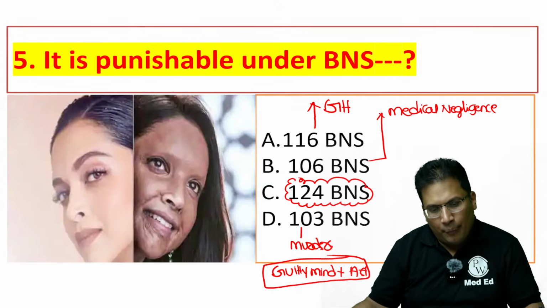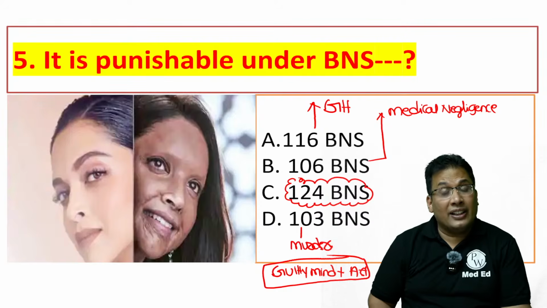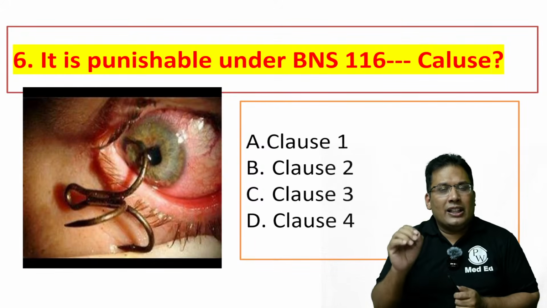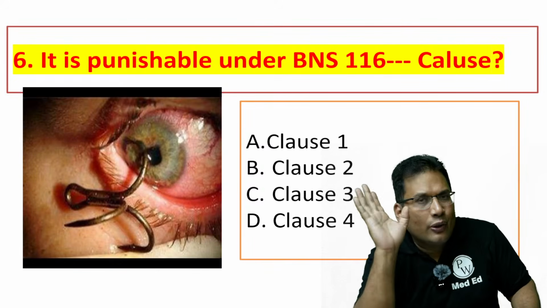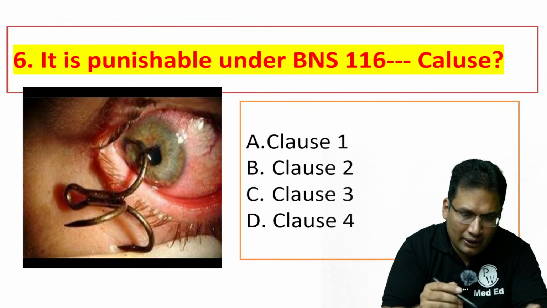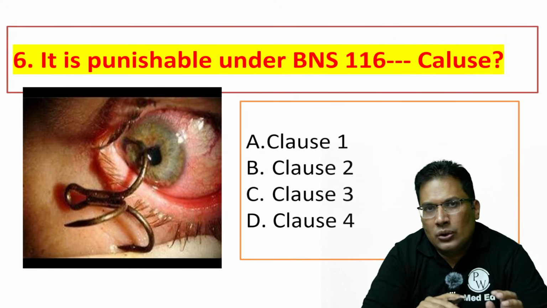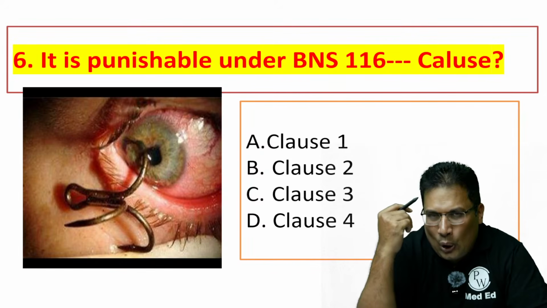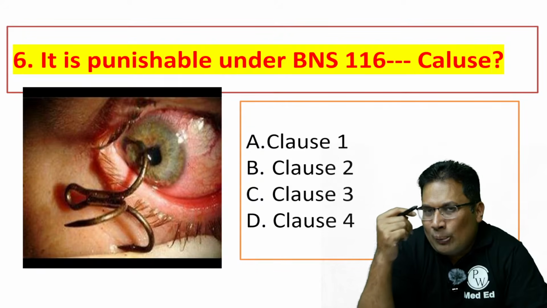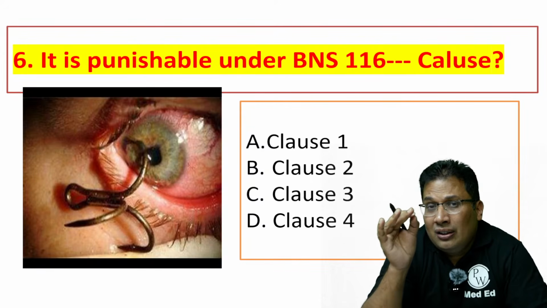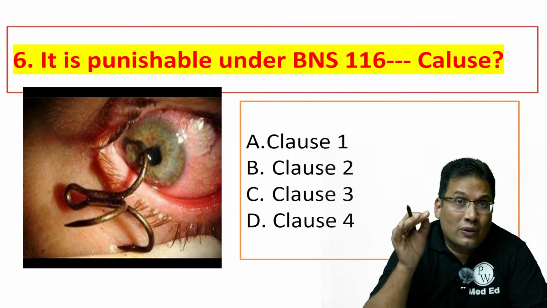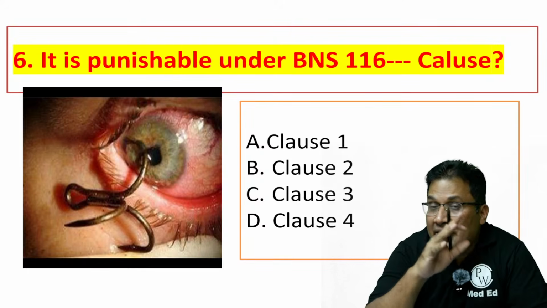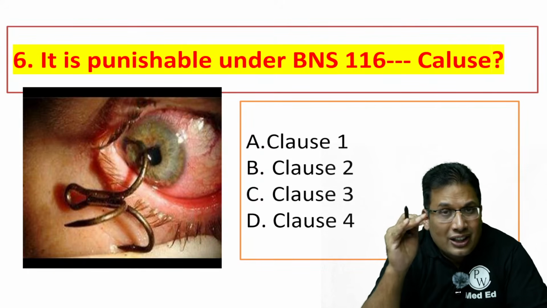Good, done, okay. What was the previous one? 326 A and B. Sixth question. It is punishable under dash clause of 116. So there is an injury here, a corneal injury. There is a sharp force trauma, some sharp object entering his cornea, damaging his corneal stroma, which can lead to permanent vision loss because of corneal opacity. Whenever the word corneal opacity appears, that is definitely grievous hurt. Which class does it fall in?